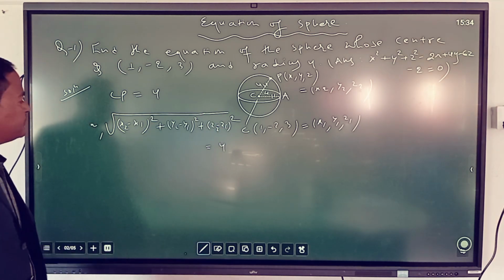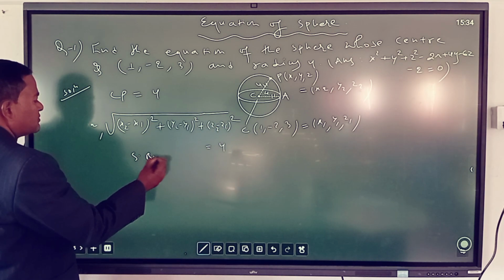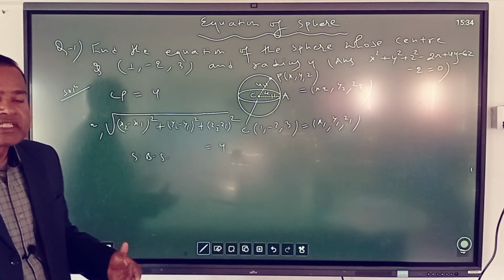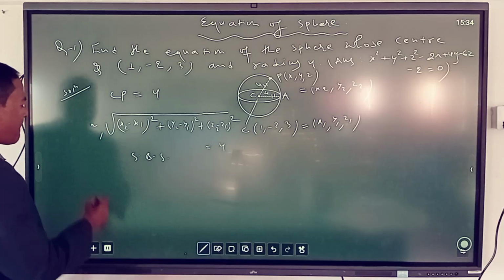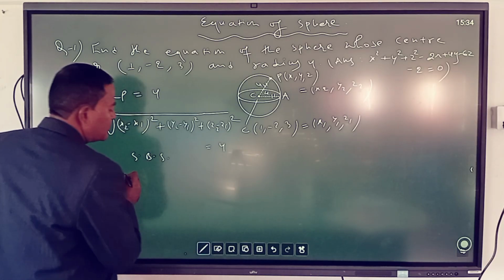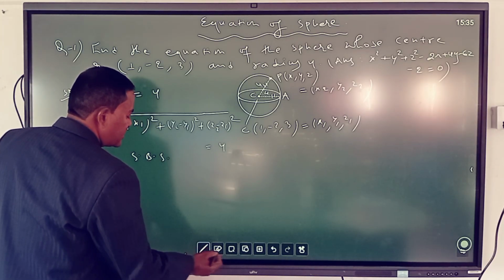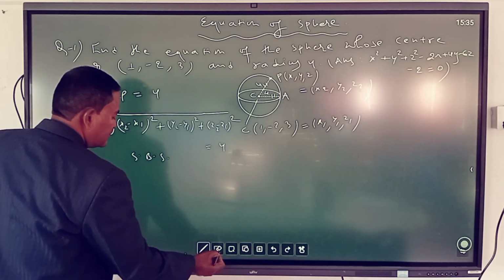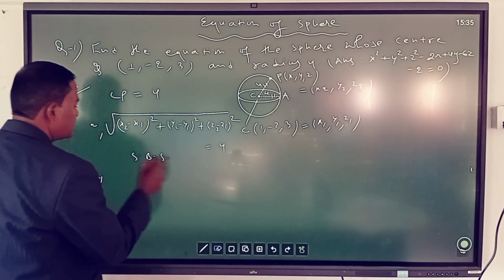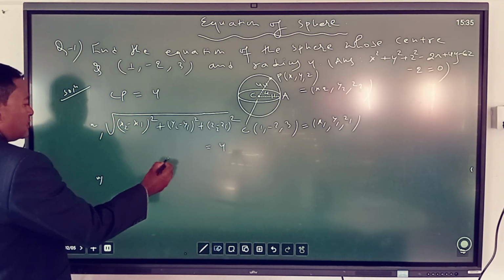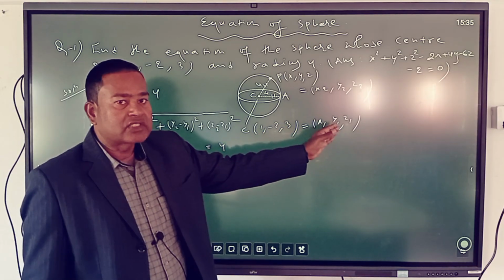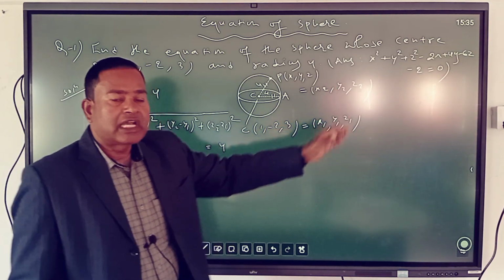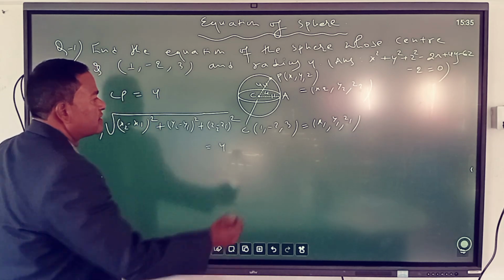Equals to 4 units. Let's do SBS, squaring on both sides, so that root will cancel. So dear student, let us substitute the corresponding values of x1 y1 z1 and x2 y2 z2. After that we'll be squaring on both sides.